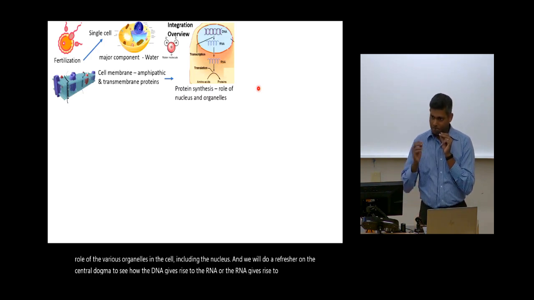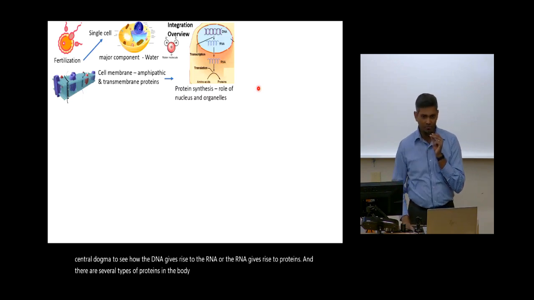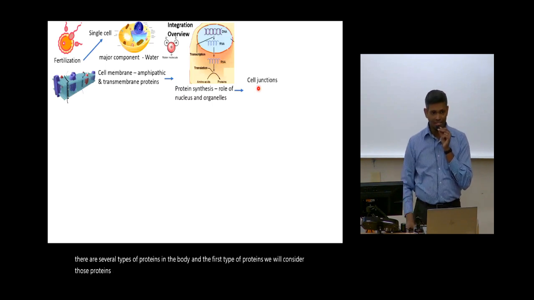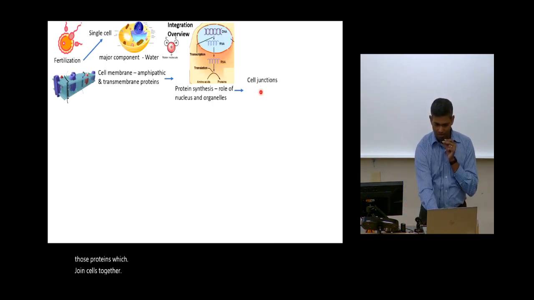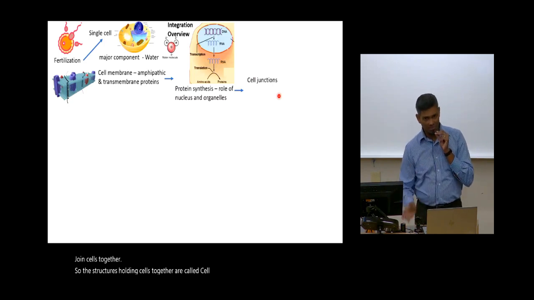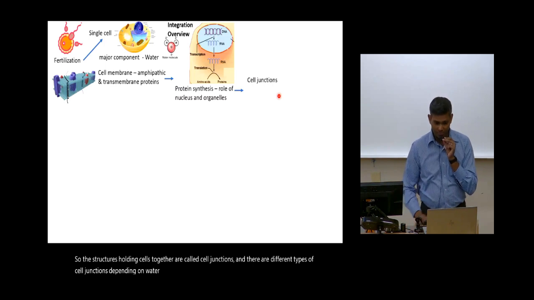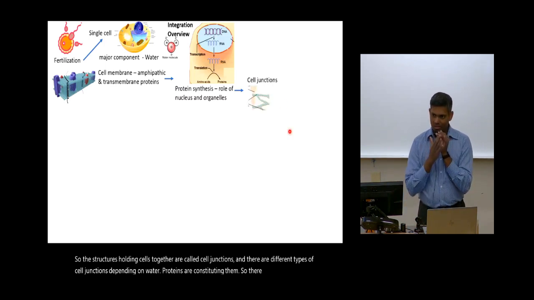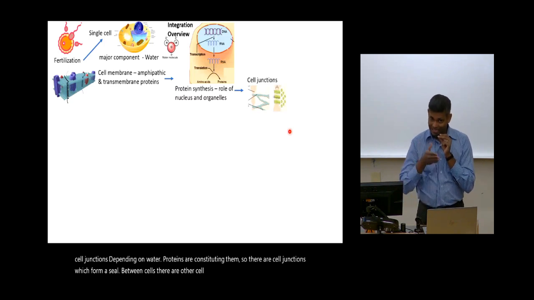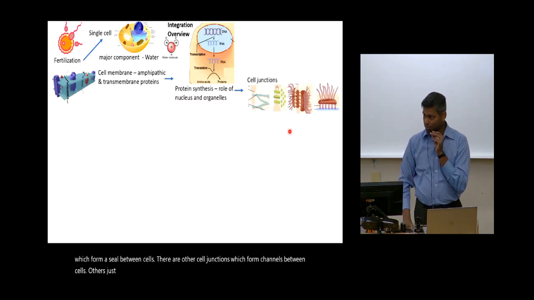And there are several types of proteins in the body, right? And the first type of proteins we'll consider are those proteins which join cells together, right? So the structures holding cells together are called cell junctions, and there are different types of cell junctions depending on what proteins are constituting them. So there are cell junctions which form a seal between cells. There are other cell junctions which form channels between cells. Others just offer mechanical support.